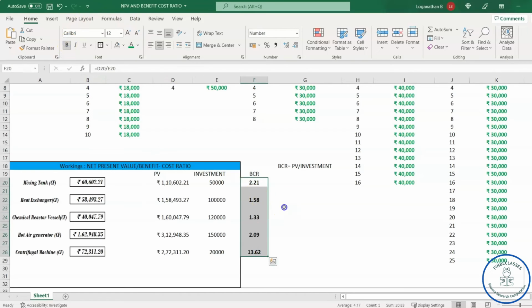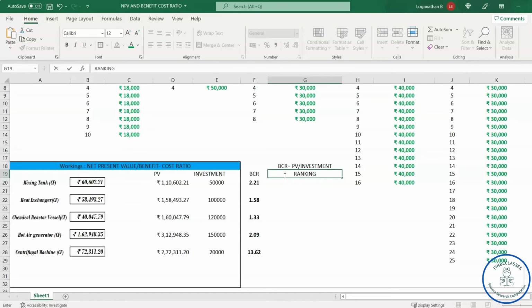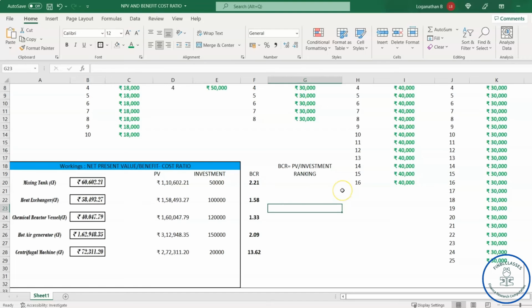So this is your benefit cost ratio, and we have to do the ranking for that. So we'll do the ranking for the benefit cost ratio. Now there may be situations where policy members will say you have to combine the combination of the projects, and you find the benefit cost ratio. That can also be done. And in this example we are taking only the individual part, so we are not combining the equipments over here. We will be just giving the ranking for individual equipment itself.